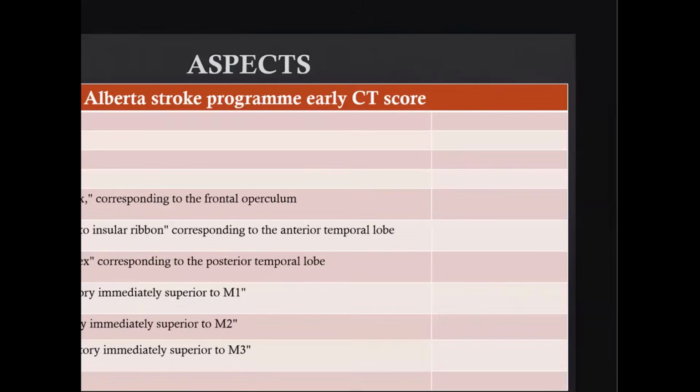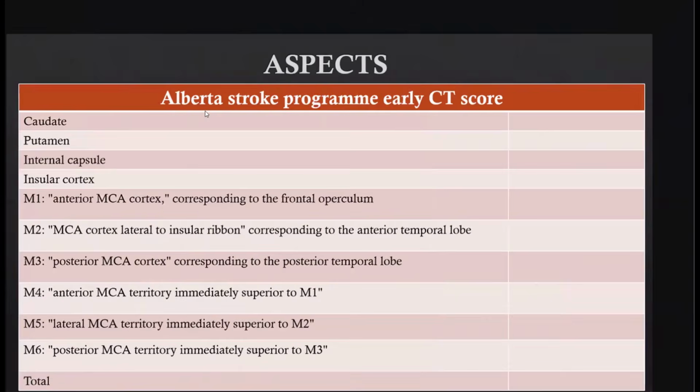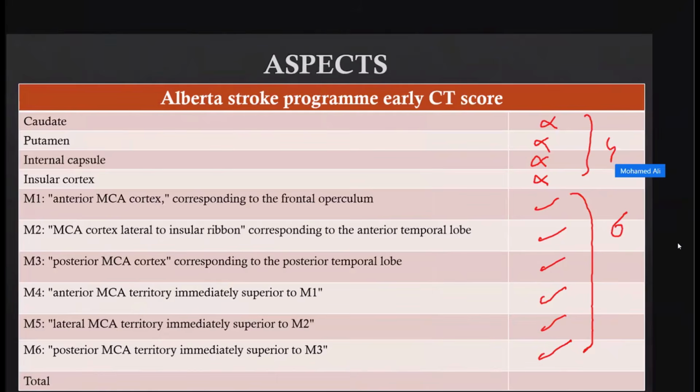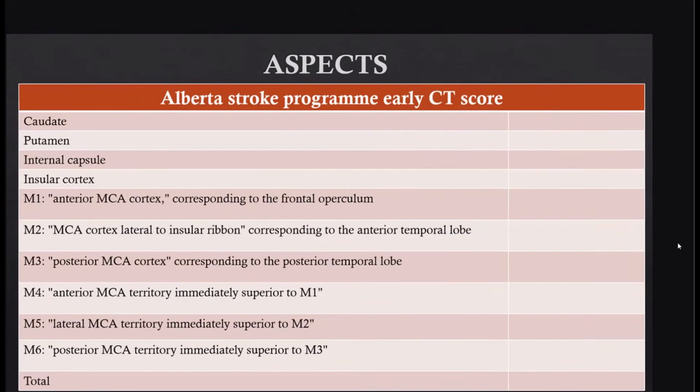Then we start to calculate our ASPECTS. ASPECTS means Alberta Stroke Program Early CT Score. We will mention, for example, if the caudate is affected, putamen affected, internal capsule affected, insular cortex affected, and the other segments are not affected, as you can see here. So the non-affected segments are 6, and the affected segments are 4. So the final score is 6/10. You can mention this one in your report.